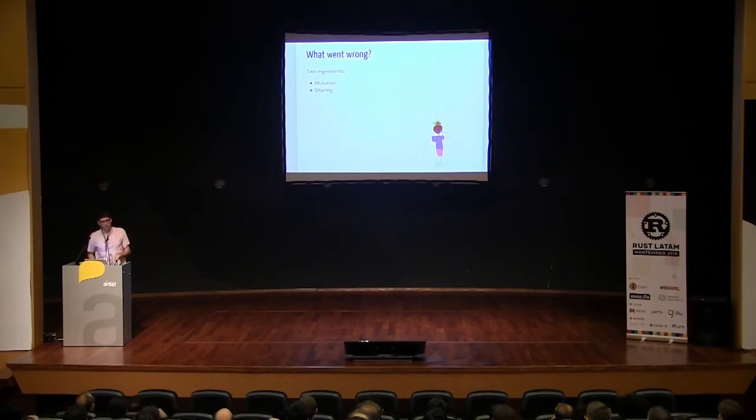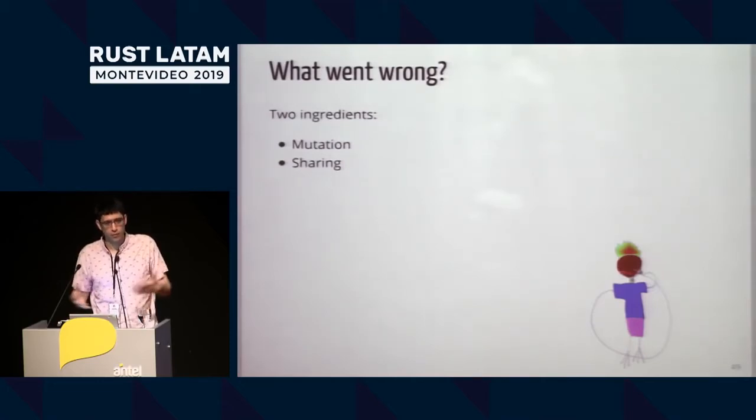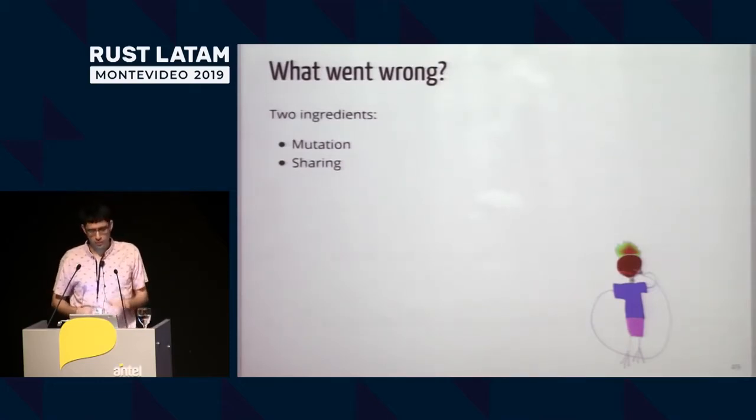So what went wrong here? How did we get in this situation that we had this present and we could both open it and nobody knew who was supposed to open it? I think there are two ways we've looked at this problem. There are two things that combined to cause a problem. First, we had mutation. We had this idea that we could open the present.